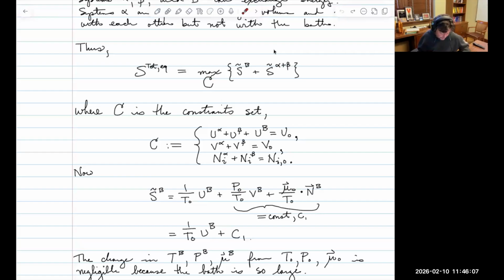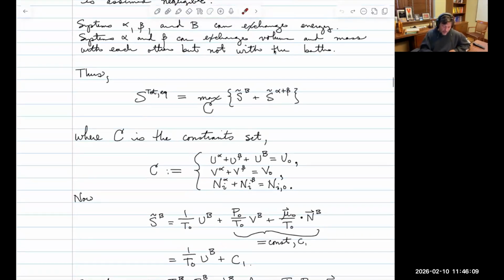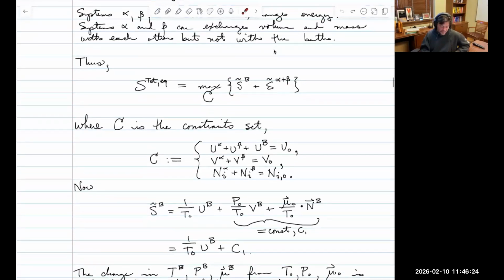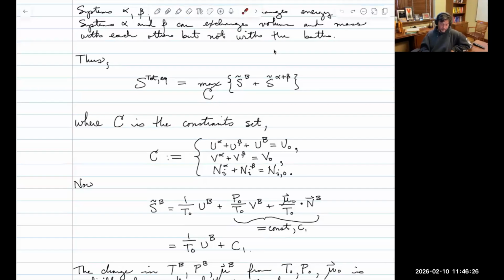Okay, and so our usual prescription for equilibrium is going to be maximizing the sum of entropies. So we're going to take the entropy of the bath plus the entropy of the combined system alpha plus beta. And the constraints of the system are going to be the following. We're going to allow energy to be exchanged with the bath.